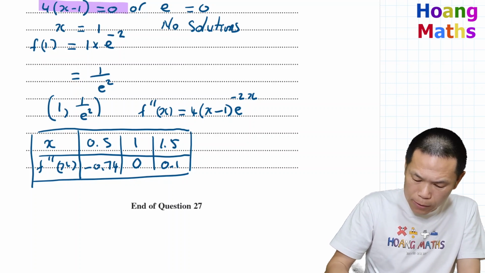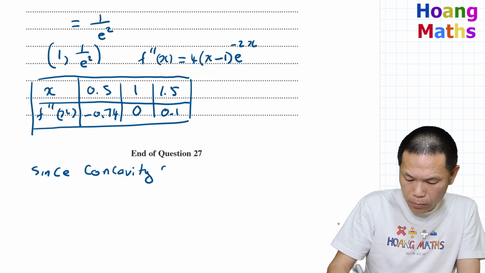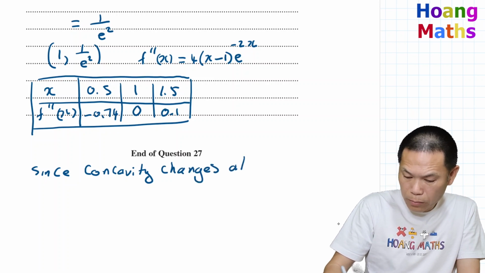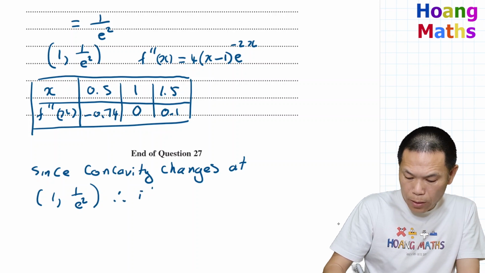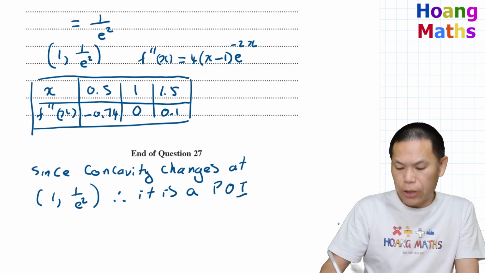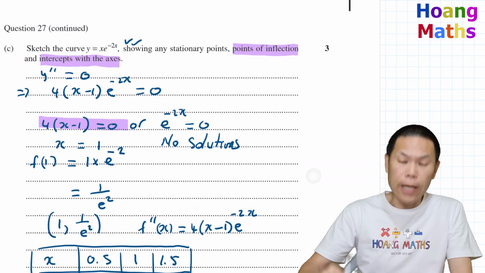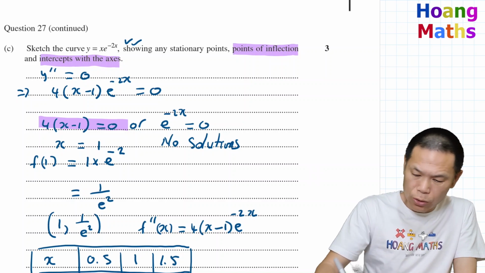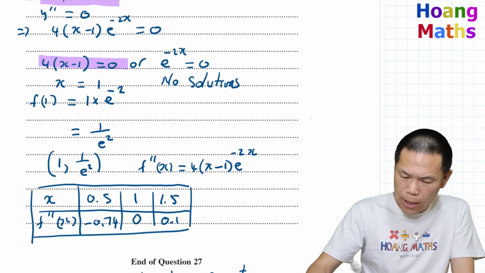So therefore, it is a point of inflection. Okay, keep that in mind. So now we need to find the x and y intercepts. Let me just do it on this side here.